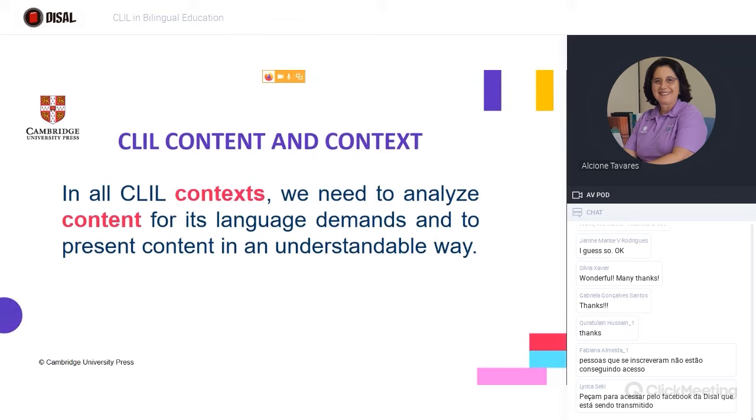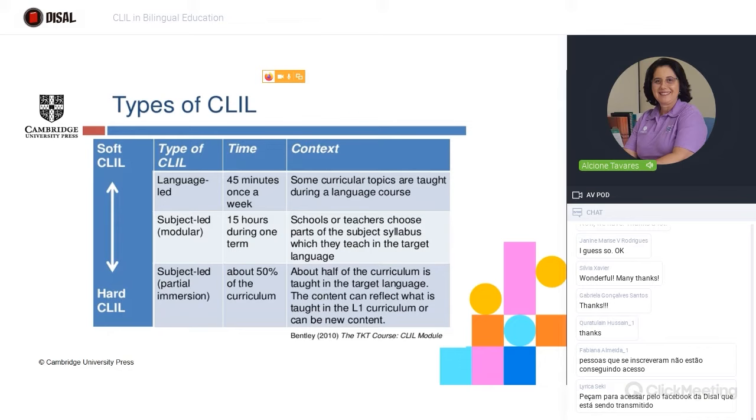In all CLIL contexts, we need to analyze content for its language demands and to present content in an understandable way. So the context plays an important role when we make decisions about what subject, the amount of subject, et cetera, to be taught in English. That's why, in general terms, we can think of two basic concepts, one involving language-led type of CLIL, and another one involving subject-led type of CLIL.